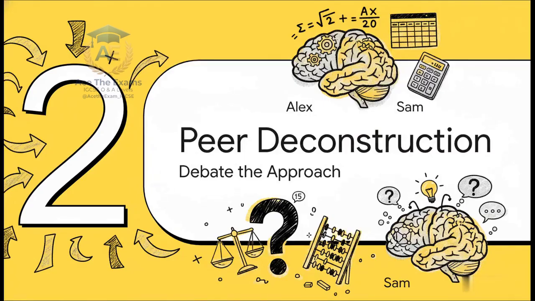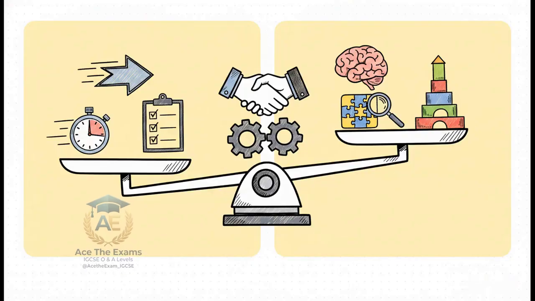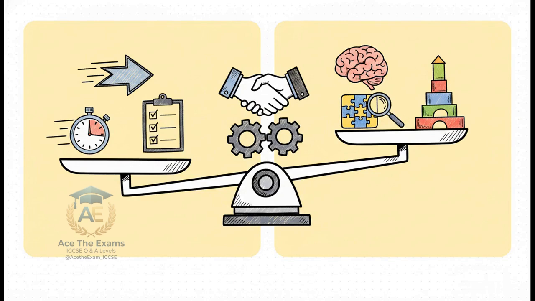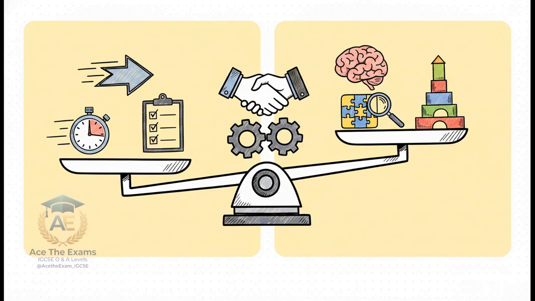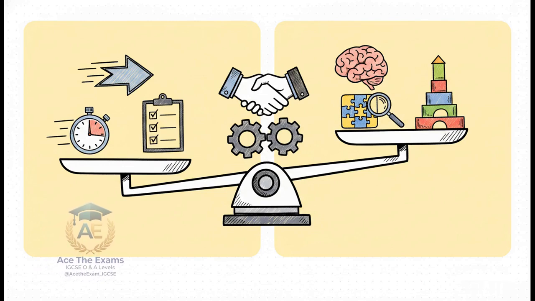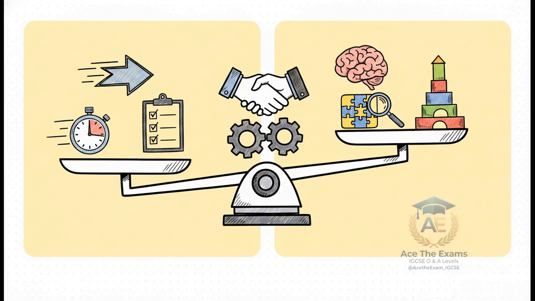Moving on to Section 2, the peer deconstruction debate. To truly understand how to craft a flawless response, we need to look at how different minds approach the exact same high-tariff problem. So I want to introduce you to two archetypal scholars. Let's call them Alex and Sam. Now, Alex is highly technical, fantastic with formulas and raw facts, but struggles deeply with open-ended evaluation. Sam, on the other hand, is a creative, conceptual thinker. Sam's incredibly strong at forming arguments, but frequently loses marks on structural precision and timing.